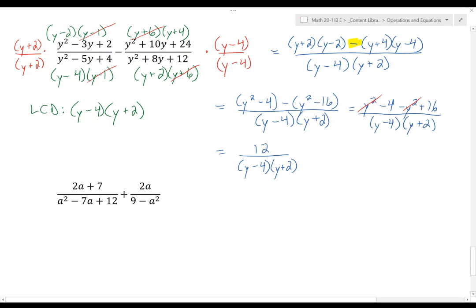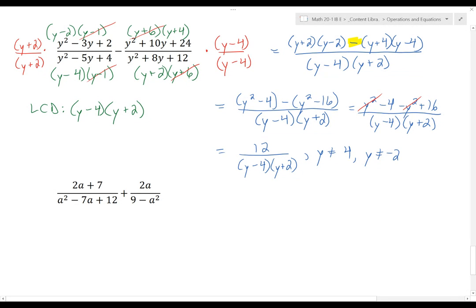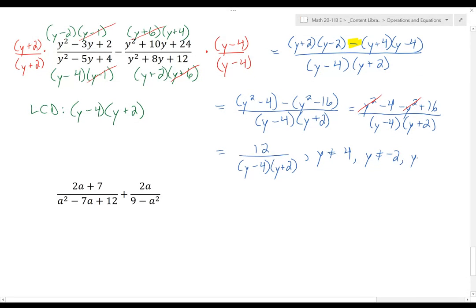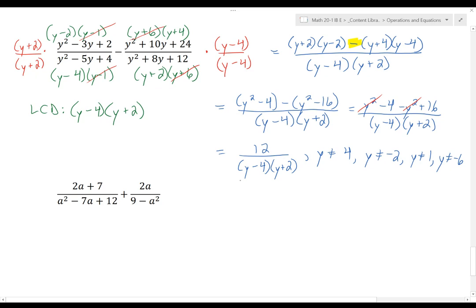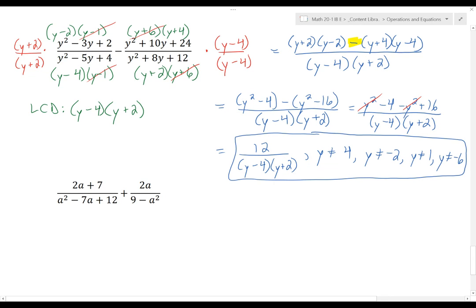Now my restricted values, I've got that y can't equal 4 and y can't equal negative 2 that come from the common denominator. But I also have that y can't equal 1 and y can't equal negative 6. Those are the two factors that I canceled out in the very first step, but I still have to include them for non-permissible values.